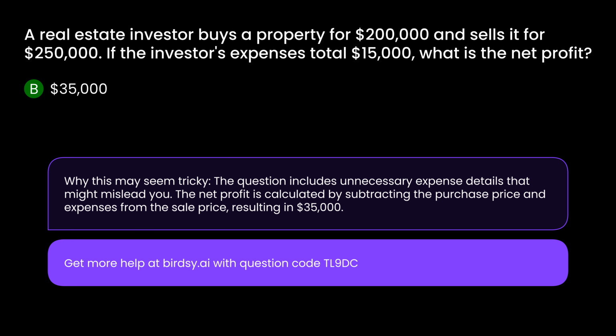Why this may seem tricky. The question includes unnecessary expense details that might mislead you. The net profit is calculated by subtracting the purchase price and expenses from the sale price, resulting in $35,000.